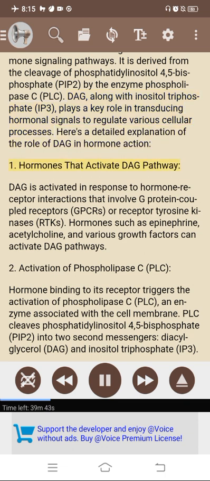1. Hormones that activate the DAG pathway. DAG is activated in response to hormone receptor interactions that involve G-protein coupled receptors (GPCRs) or receptor tyrosine kinases (RTKs). Hormones such as epinephrine, acetylcholine, and various growth factors can activate DAG pathways.